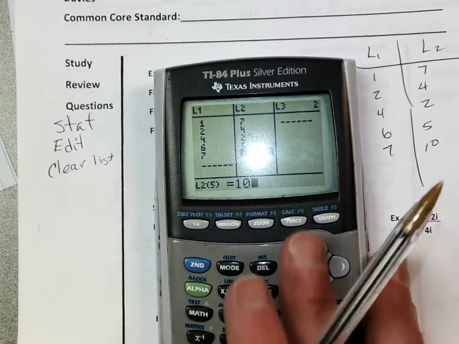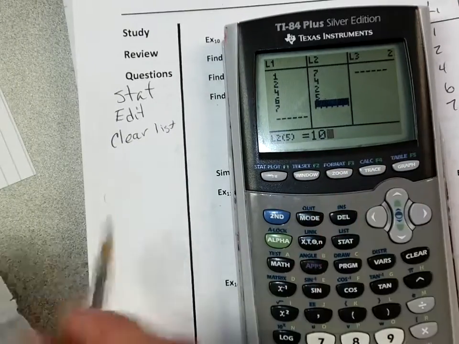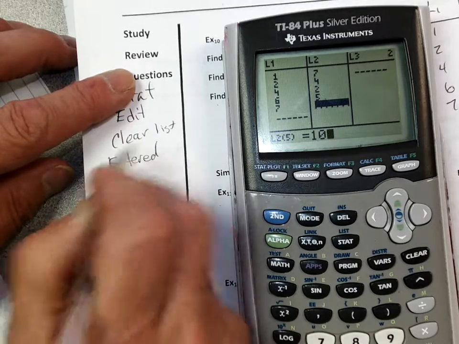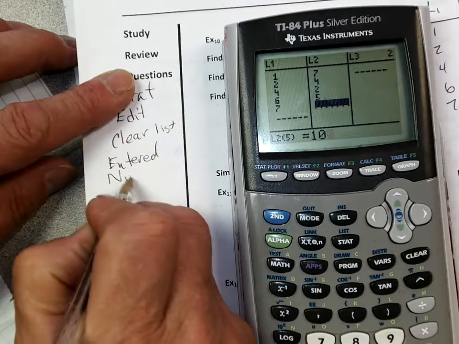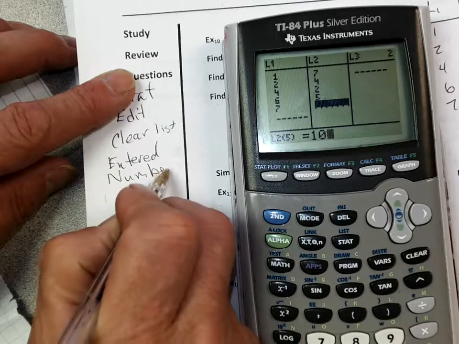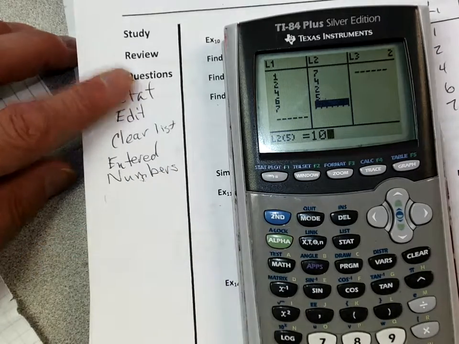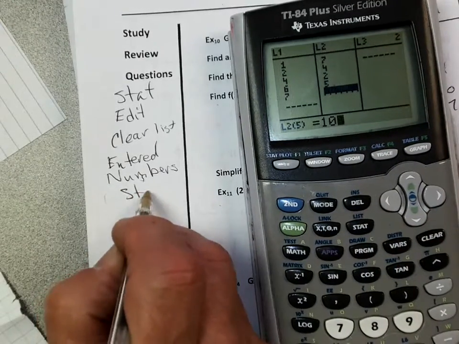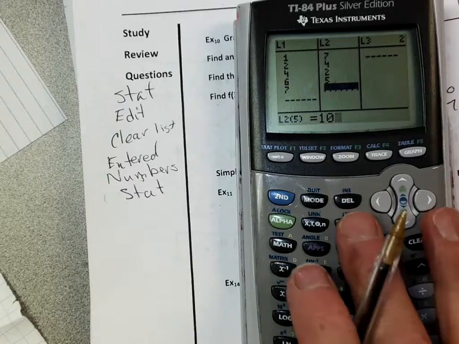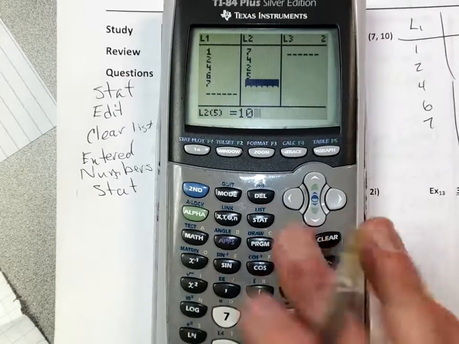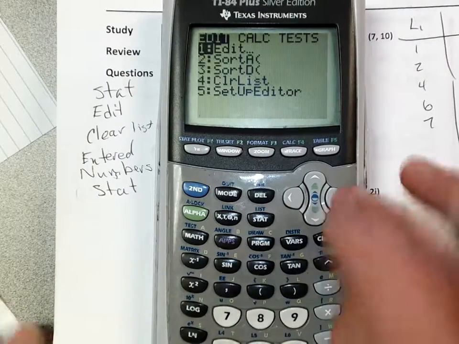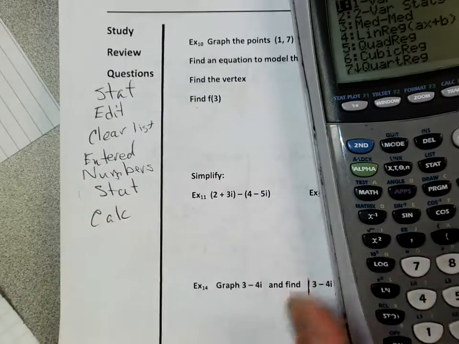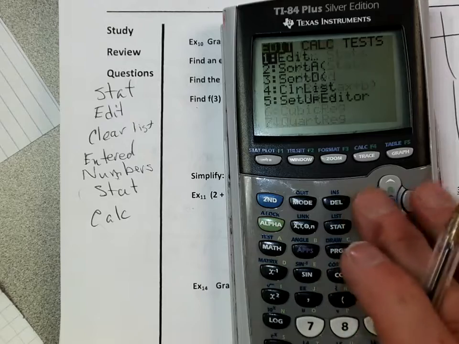So what did I do? I cleared the list, then I entered my numbers. Now I need to calculate an answer, so I'm going to go back to stat. Push stat again. I'm going to calculate. I just had to move the arrow over to calculate.